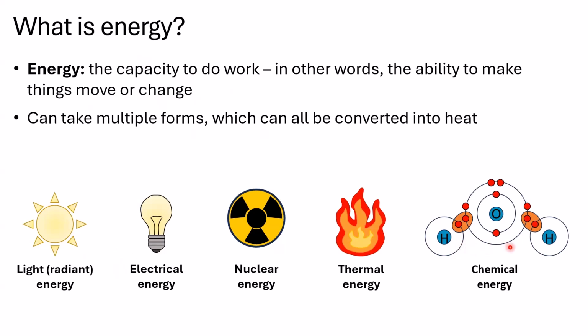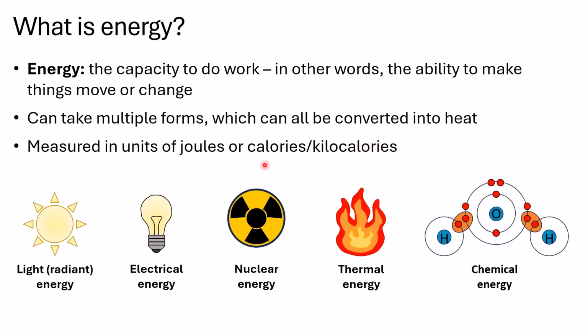Chemical energy refers to the energy that is stored in bonds when they are formed and released when the bonds are broken. All energy can be converted into heat, which can then be measured in units of joules or calories. Whenever you see the word calories on a nutrition label, that is actually referring to kilocalories, which is equal to 1,000 calories. We eat food to obtain the calories or energy that we need to live, and we burn calories when we use energy, and some of it is released as heat.